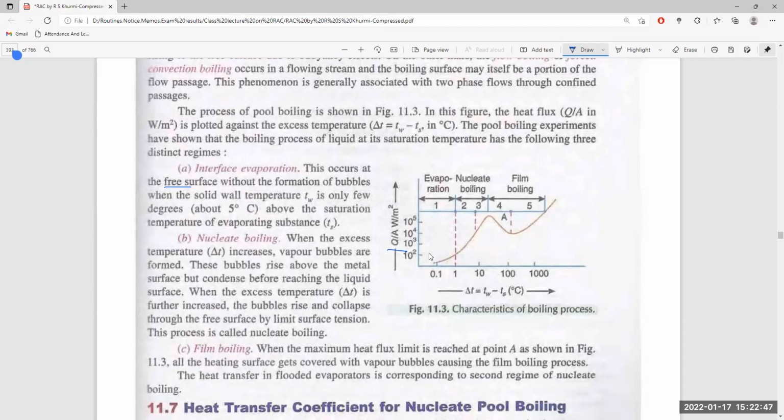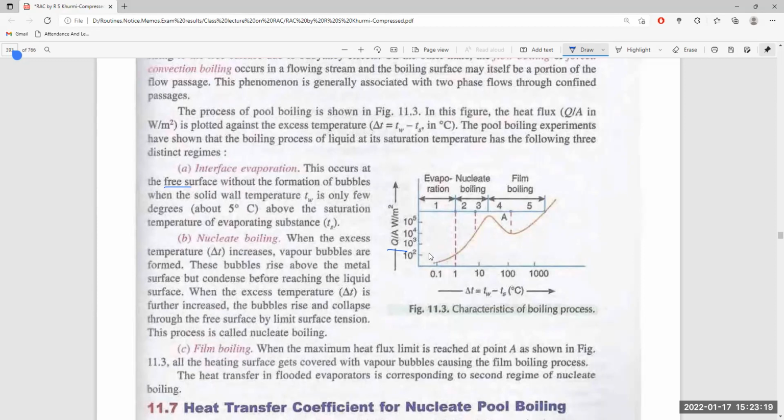When the maximum heat flux is reached at point A, the heating surface gets covered with vapor bubbles, causing the film boiling process. The heat transfer in flooded evaporators corresponds to the second regime, nucleate boiling.